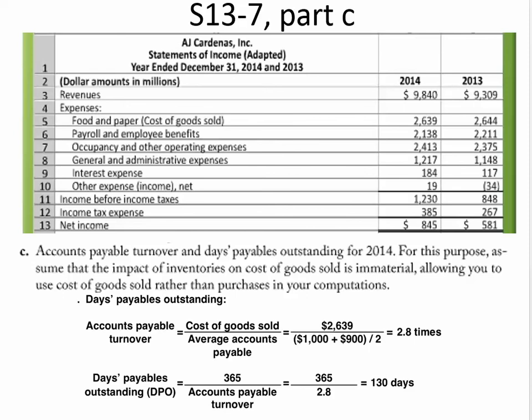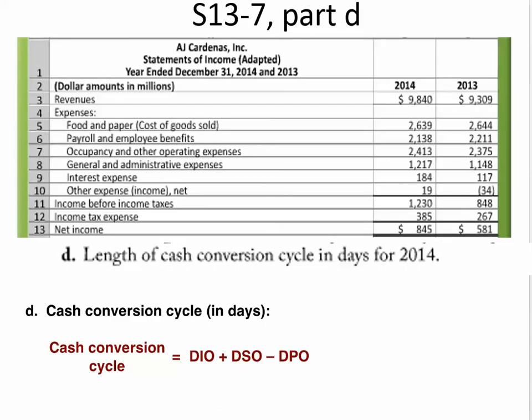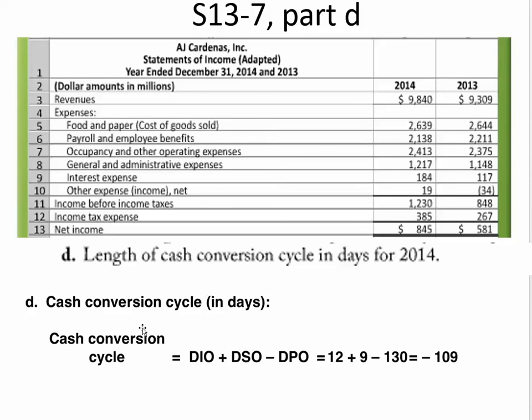So what we get with this one then is this minus 109, and that probably isn't the best example, but that is the numbers that were given in your book. So that's how you get the cash conversion cycle. Okay, so that's it for short exercise 13-7.